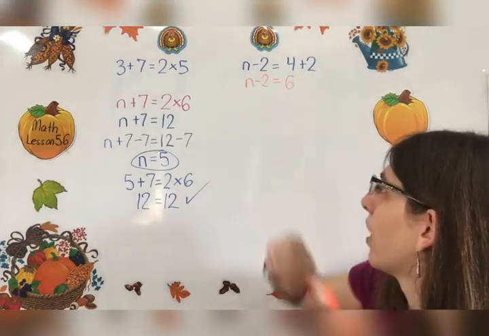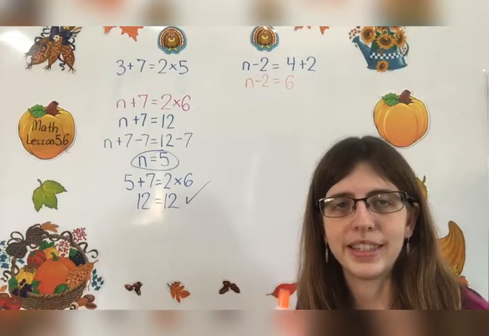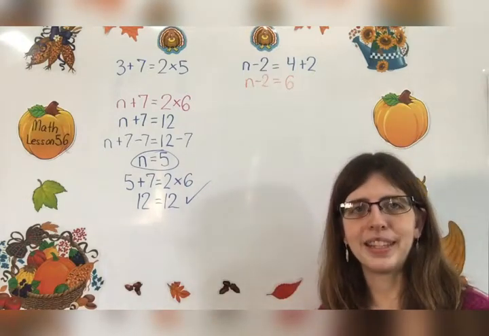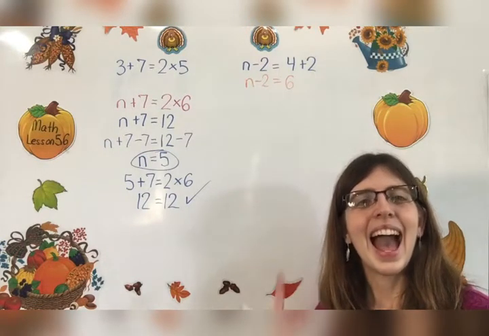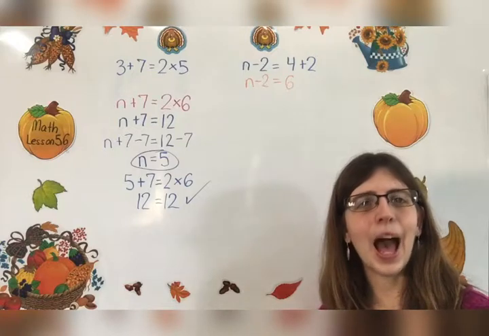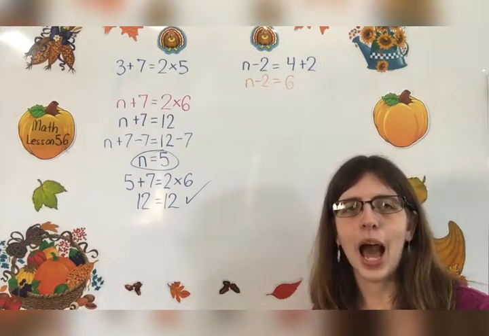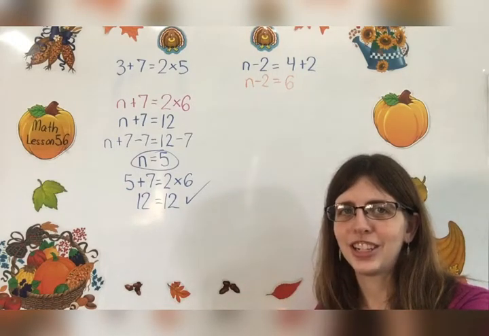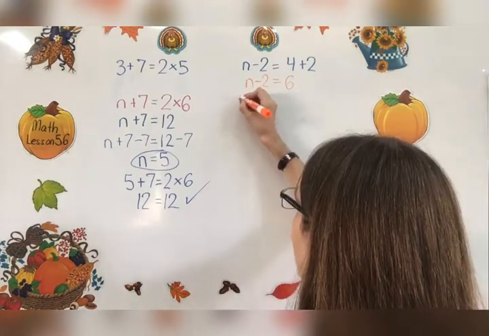Now I come over here. I want to get N by itself, so I have to do the opposite. Right now I'm subtracting 2. What's the opposite of minus 2? Add 2. That's right. The opposite of subtraction is addition. So the opposite of addition is subtraction. The opposite of subtraction is addition. So I need to add 2.